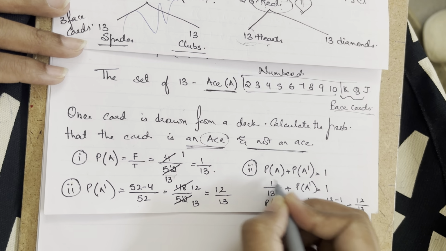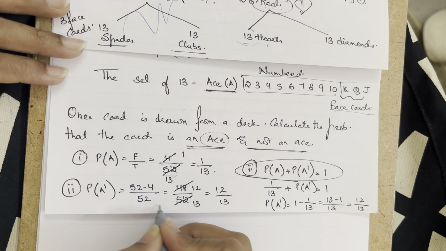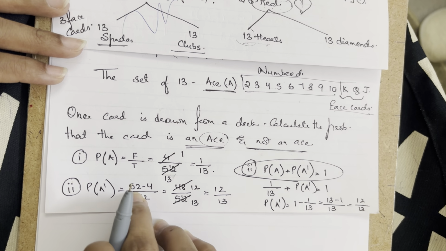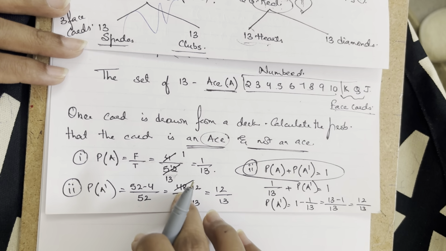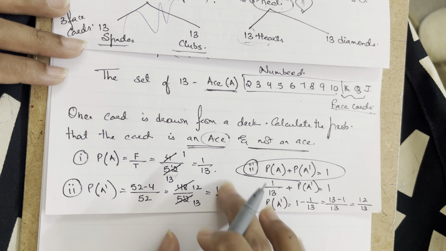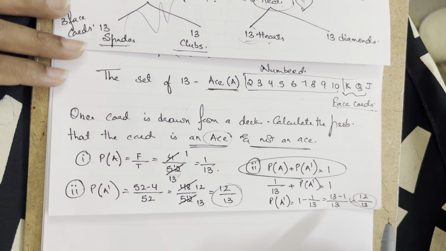So either you use this formula or you use the normal method. Because he's not talking about an ace, you have to subtract the aces from the total deck, and whatever it comes, that is the non-ace cards, divided by the total number of cards. And that is also equal to 12 by 13 and 12 by 13.